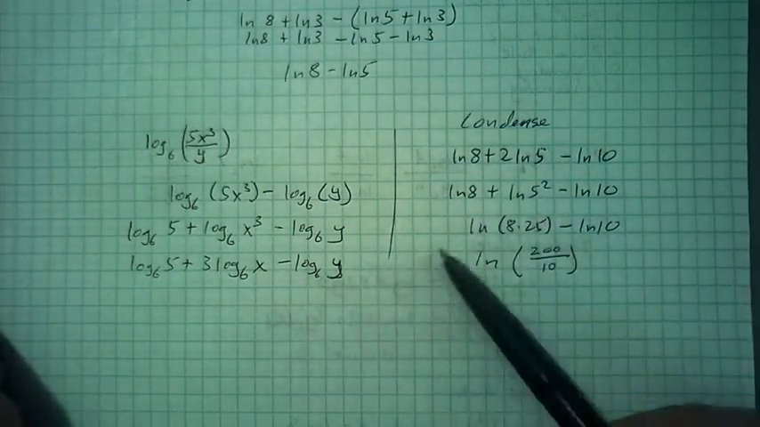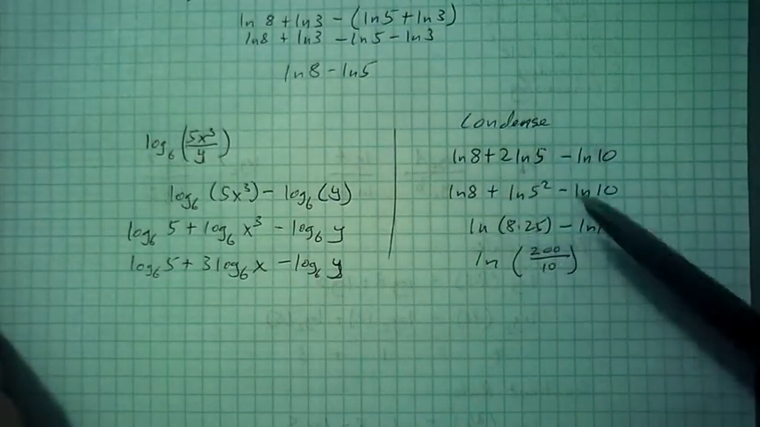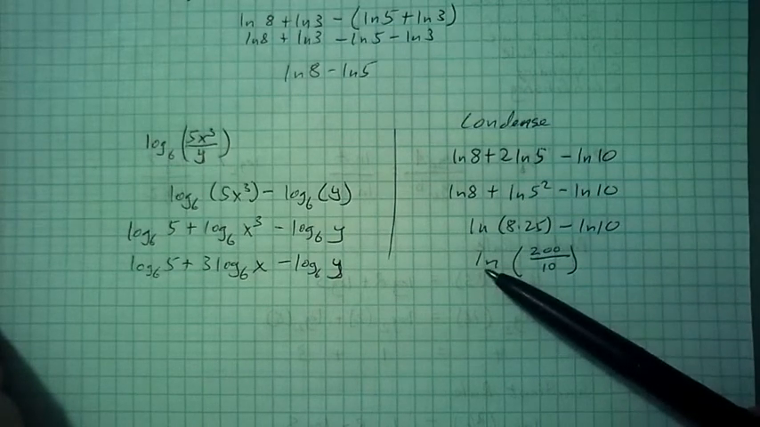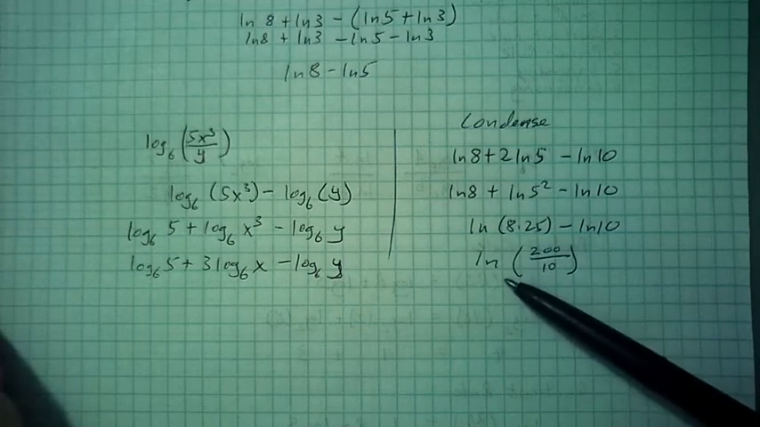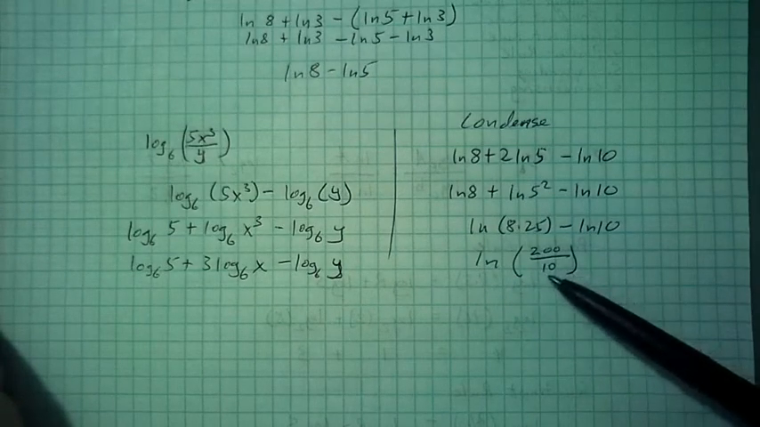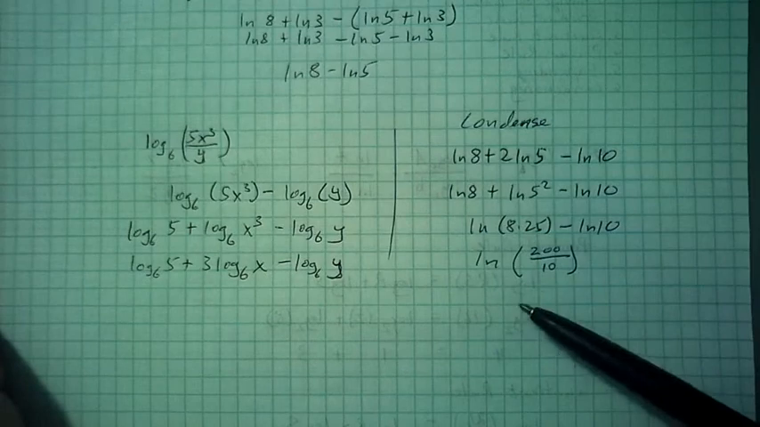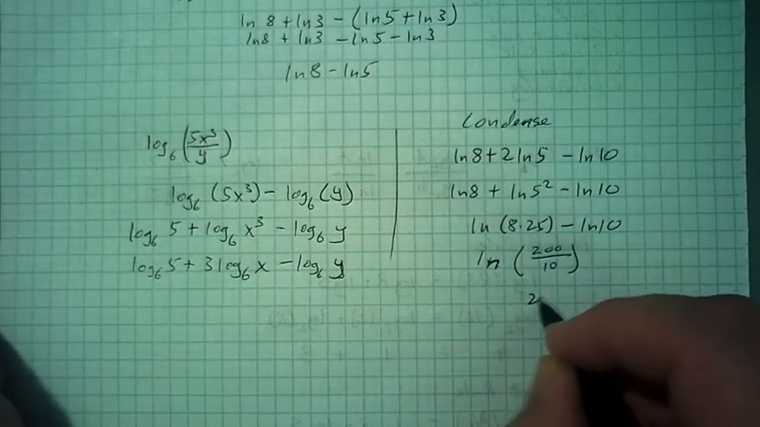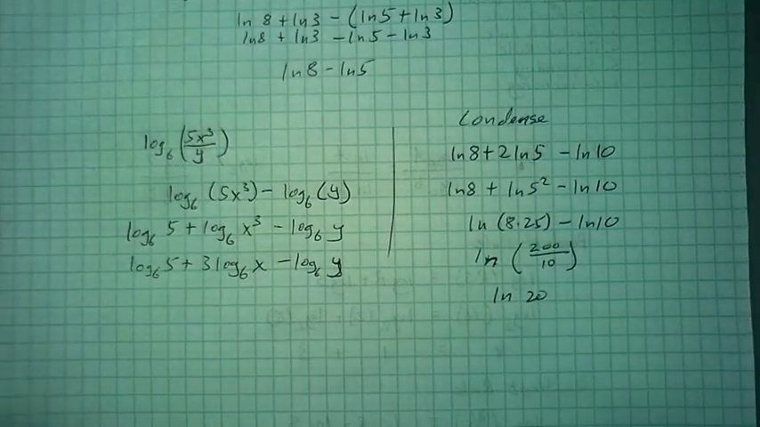Now, unlike the change of base formula, when you're condensing a logarithm using the power, product, and quotient rules, you only wind up with one logarithm. This does not make a fraction with two logarithms in it. The logarithm of a fraction, not a fraction of logarithms. In this case, 200 divided by 10 is 20. So the final answer is ln 20.